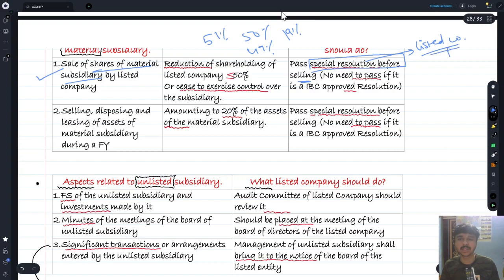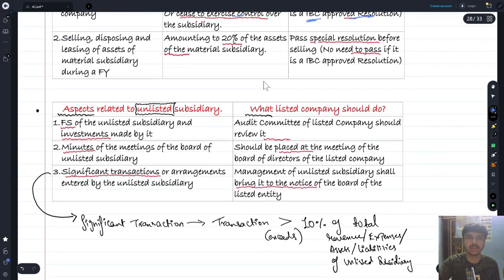Listed company is going to pass a special resolution that we want to sell the shares of the material subsidiary, and the net effect of this sale is that our exercising control will go away, or our shareholding percentage will be either 50% or less than 50%. And in case if it is the insolvency and bankruptcy approved resolution, then there is no need. Okay, so if it is an IBC case, we have to sell that. There is no approval required.